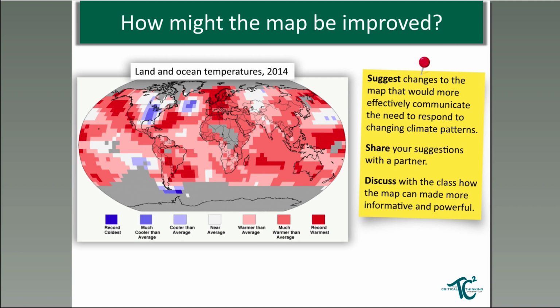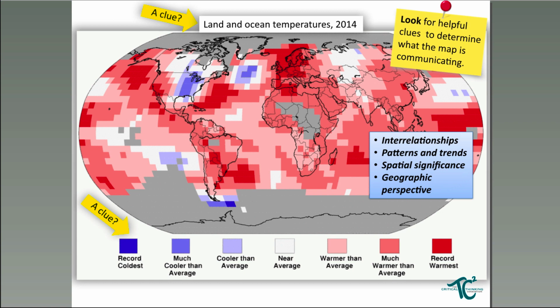Another example of a critical challenge: how might the map be improved? Getting students to look at maps, building the mapping skills in students, but framing it as a thinking task. What changes would more effectively communicate the need to respond to changing climate patterns? So we start to get it in this lesson challenge, developing some thoughtful annotations. Right? Helping students read maps effectively. So noticing how we're building disciplinary knowledge and skills as we're engaging students in some critical thinking challenges.